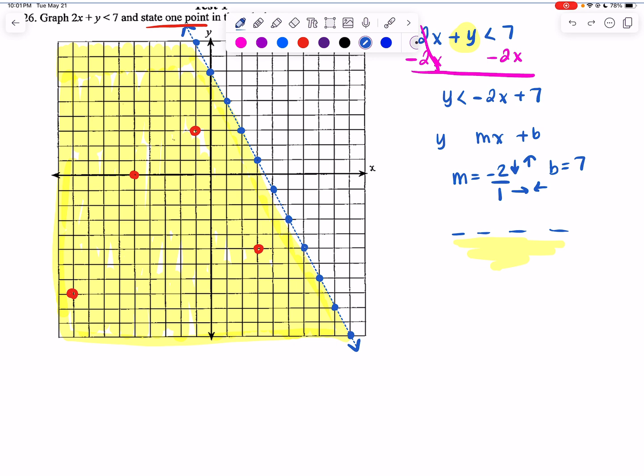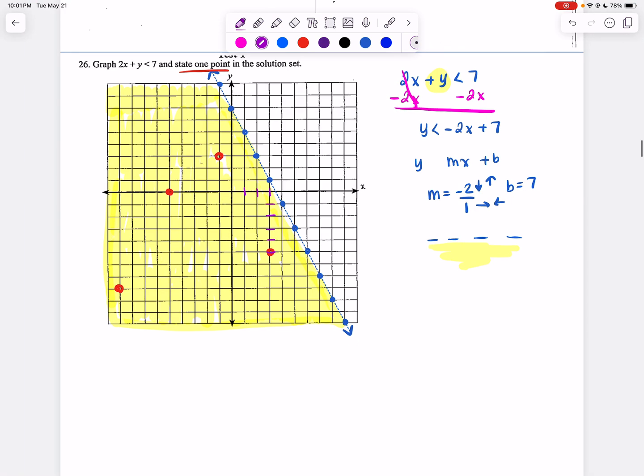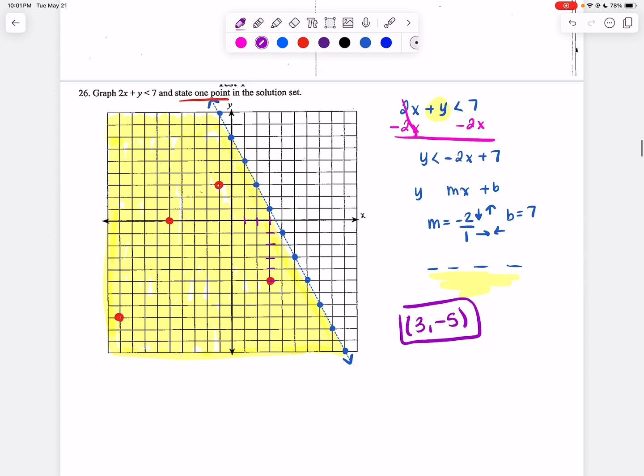The point I'm going to use is this one right here, because why not? So that's going out 1, 2, 3 and down 1, 2, 3, 4, 5. So I can say the point 3, negative 5 is a solution to my inequality. That's how we do 26.